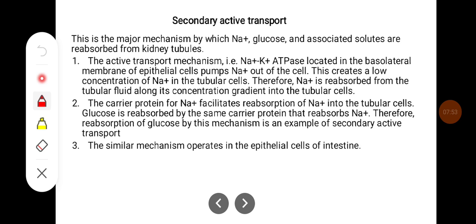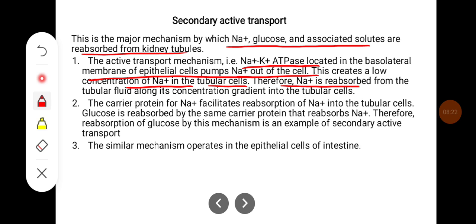In this mechanism, sodium, glucose, and associated solutes are reabsorbed from the kidney tubules. In the active transport mechanism, the sodium potassium ATPase is located in the basolateral membrane of the epithelial cells that pumps sodium out of the cells. This creates a low concentration of sodium in the tubular cells. Therefore, sodium is reabsorbed from the tubular fluid along its concentration gradient into tubular cells.